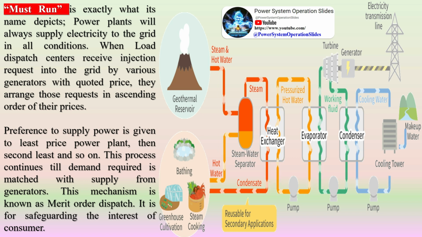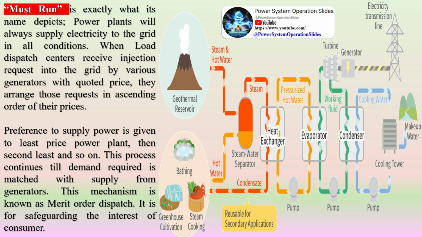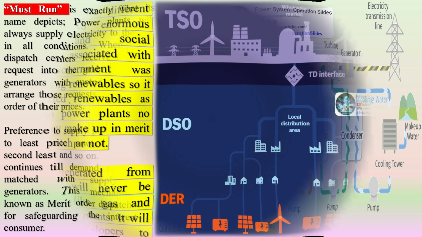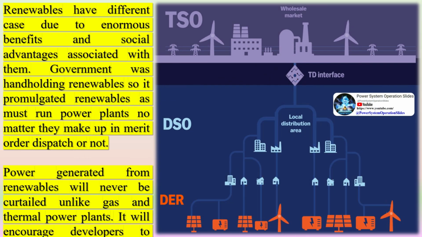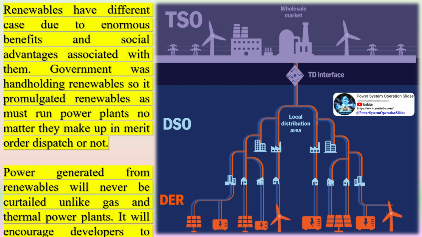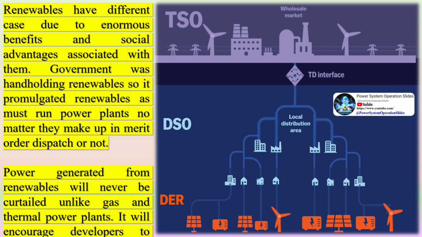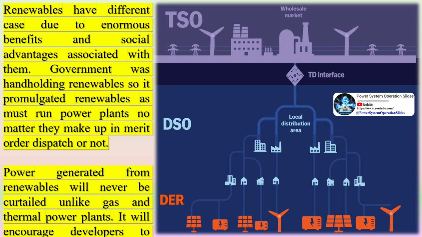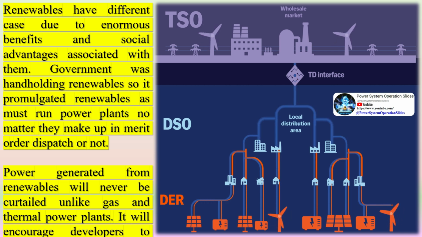Must-run is exactly what its name depicts. Power plants will always supply electricity to the grid in all conditions. When load dispatch centers receive injection requests into the grid by various generators with quoted price, they arrange those requests in ascending order of their prices. Preference to supply power is given to least price power plant, then second least, and so on. This process continues till demand required is matched with supply from generators. This mechanism is known as merit order dispatch.